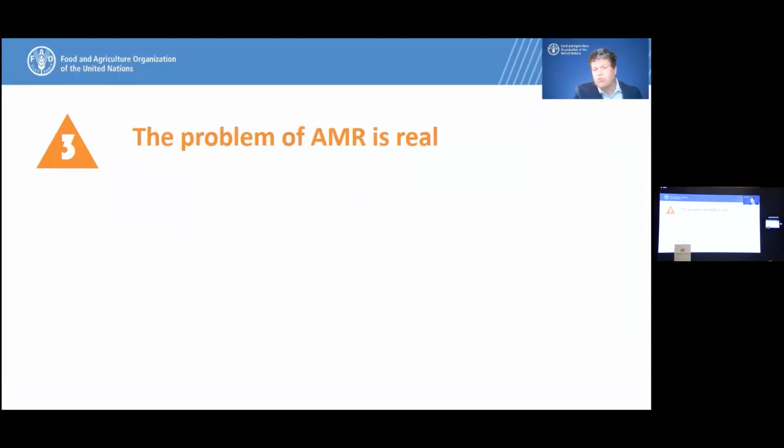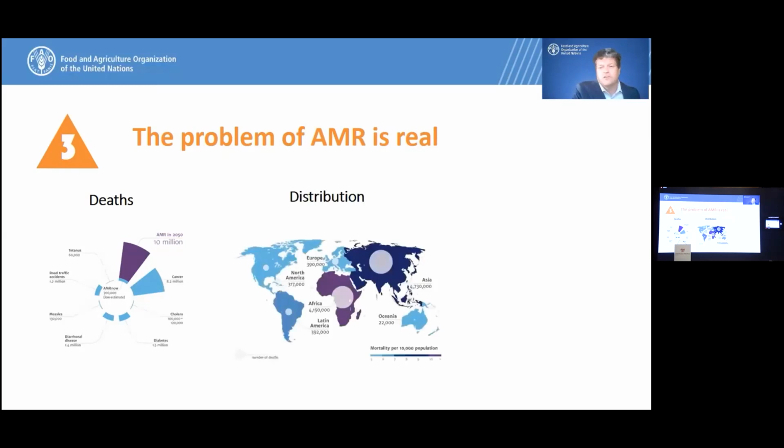The third point I want to make is that antimicrobial resistance is a real problem. In fact, when we look at the number of deaths caused by antimicrobial resistance, today it's estimated about 700,000 deaths a year by antimicrobial resistant infections. Models predict that by 2050, if we don't intervene, that number could exceed 10 million deaths a year. This would be equivalent or slightly higher than the number of deaths caused by cancer around the globe.